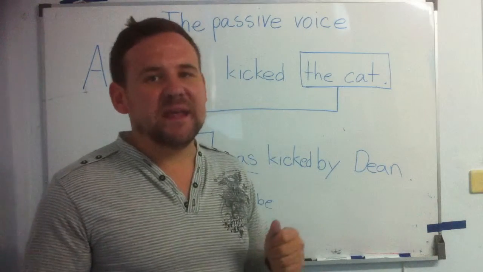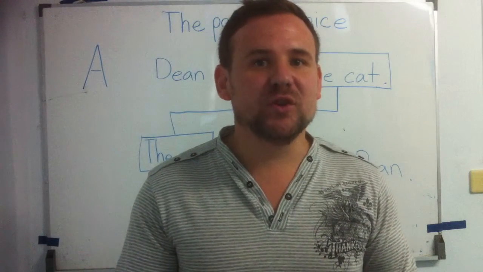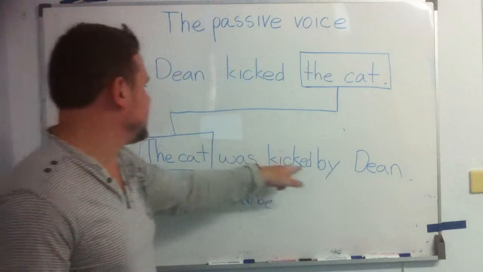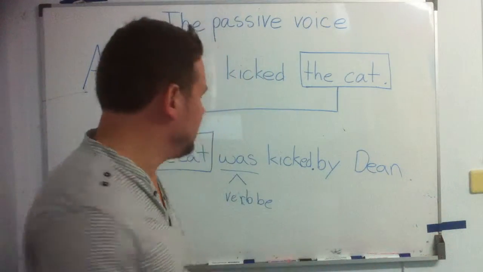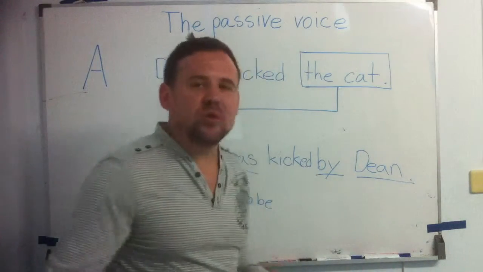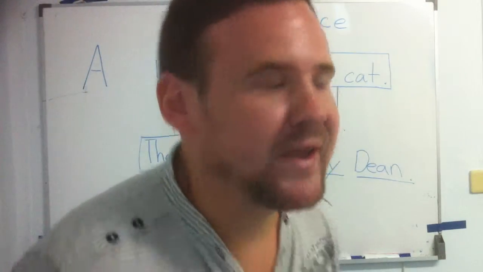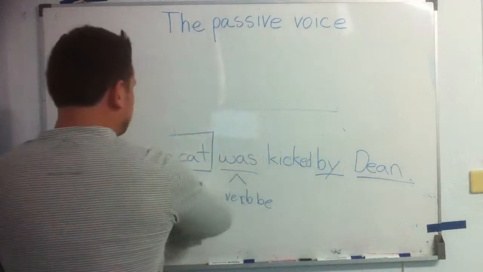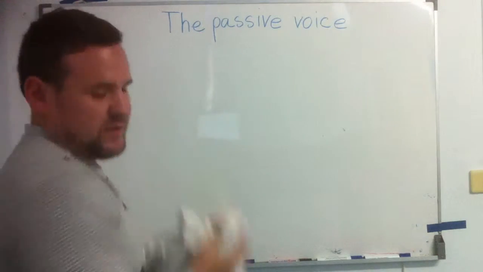Now when we are talking in the passive voice, we do not always have to say who the doer is. We don't have to say by Dean. We can just say the cat was kicked, and then we can have our full stop here. That's it. Or if we want to say who the doer is, then we simply add this word here, by, and then who the doer is. Okay? I hope that's making sense. Okay, let's look at one more. Let's look at another one.